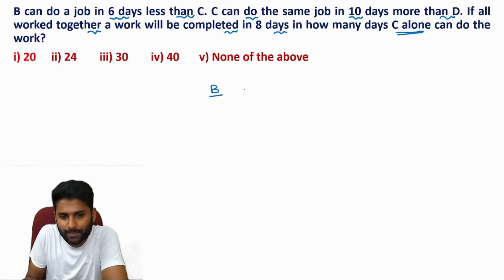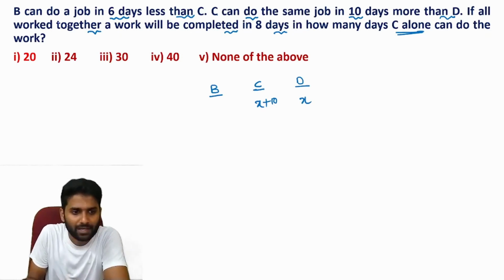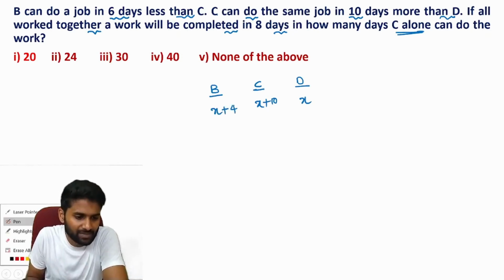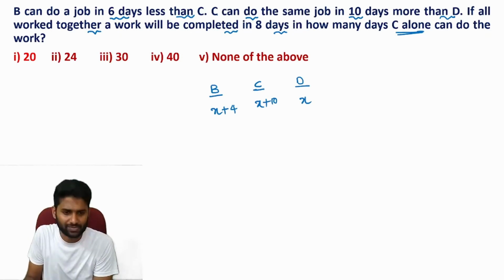So here B, C, D. Now see, C takes 10 days more than D. Let us assume D is X. So definitely C takes 10 days more, so it is exactly X plus 10. Now B can do the job 6 days less. 6 days less means this is all about X plus 4. Let's take this information. My suggestion: better to go with option verification. If you go through the equation approach, it definitely takes more time.